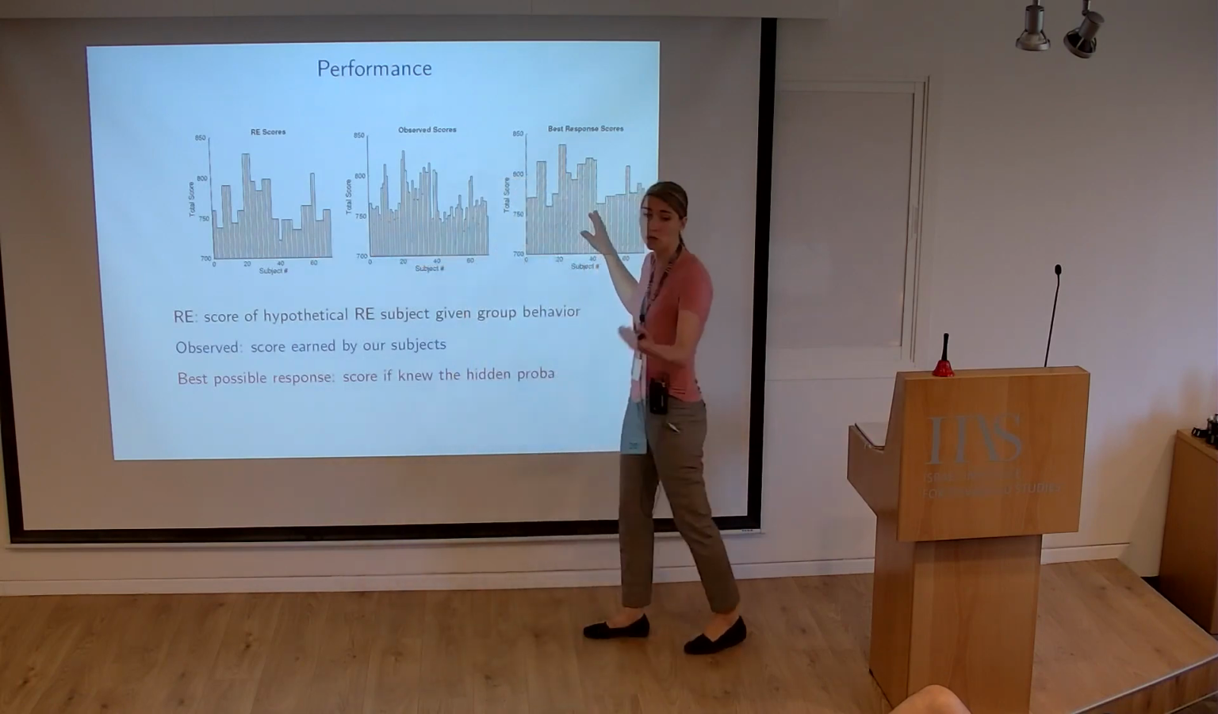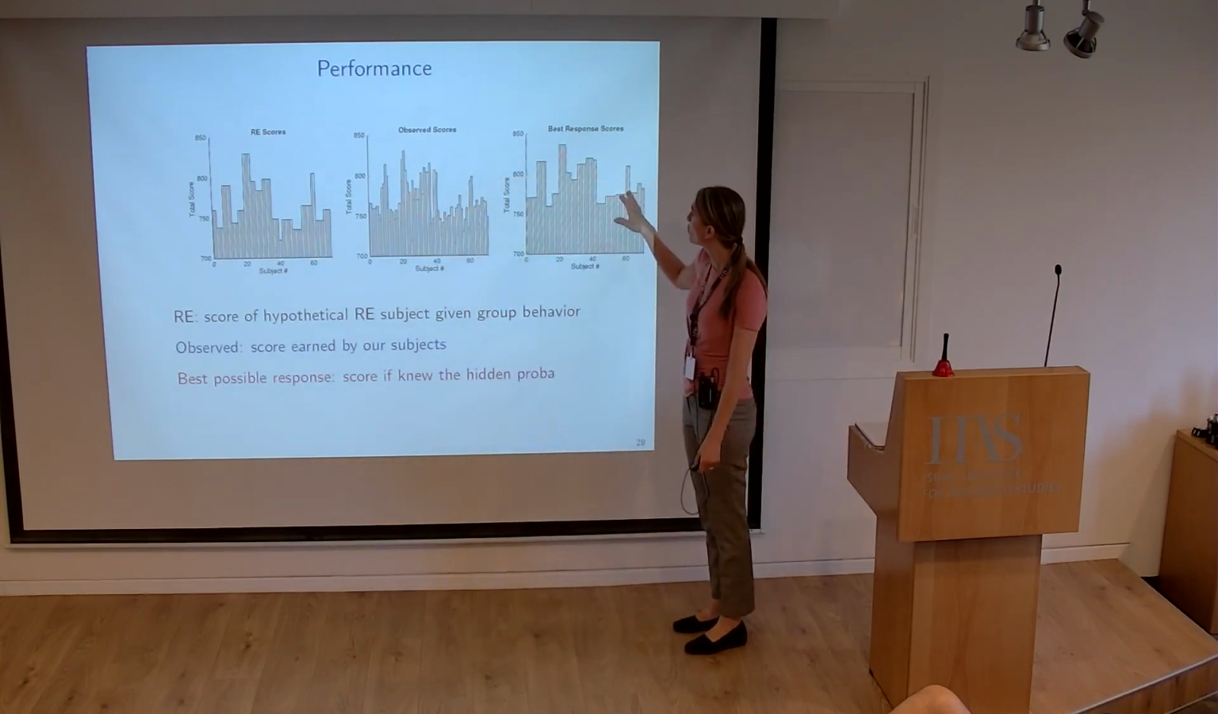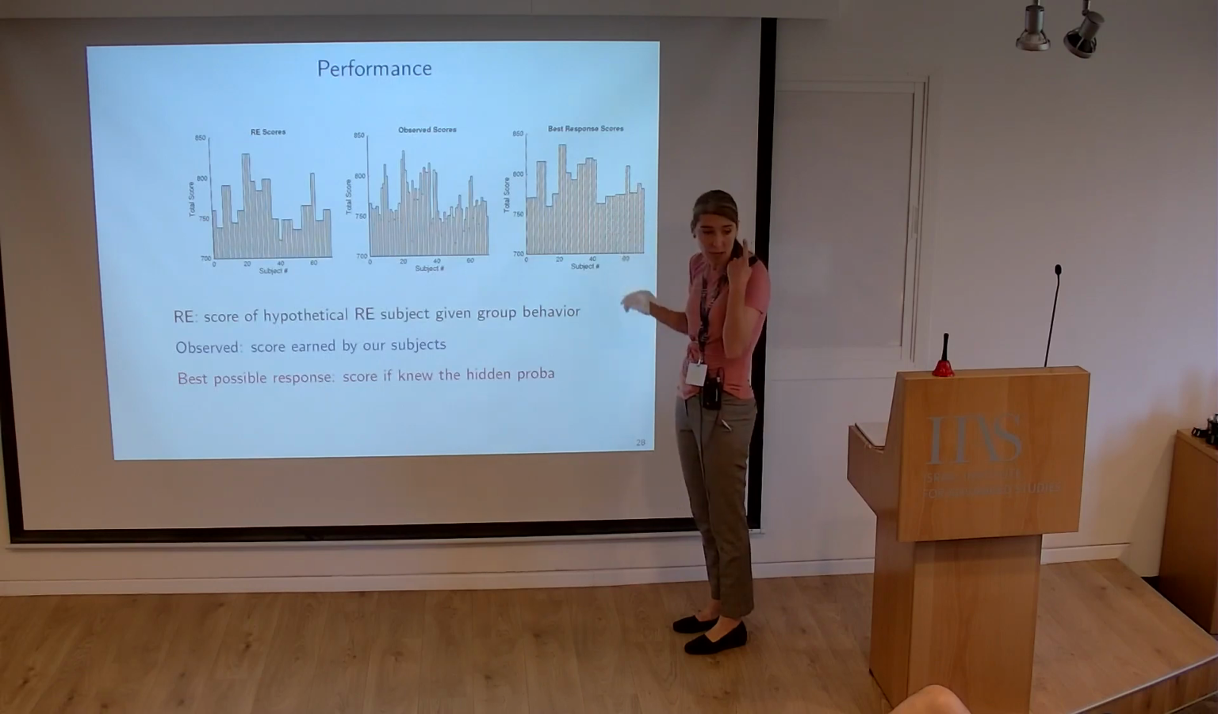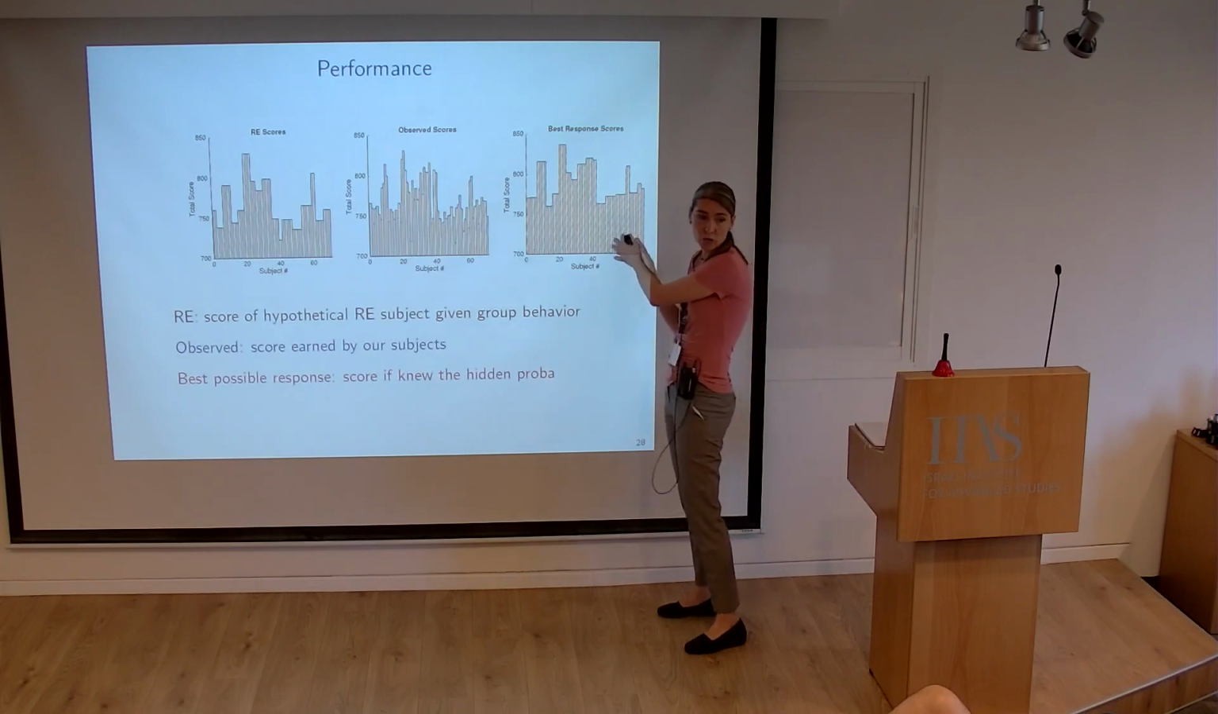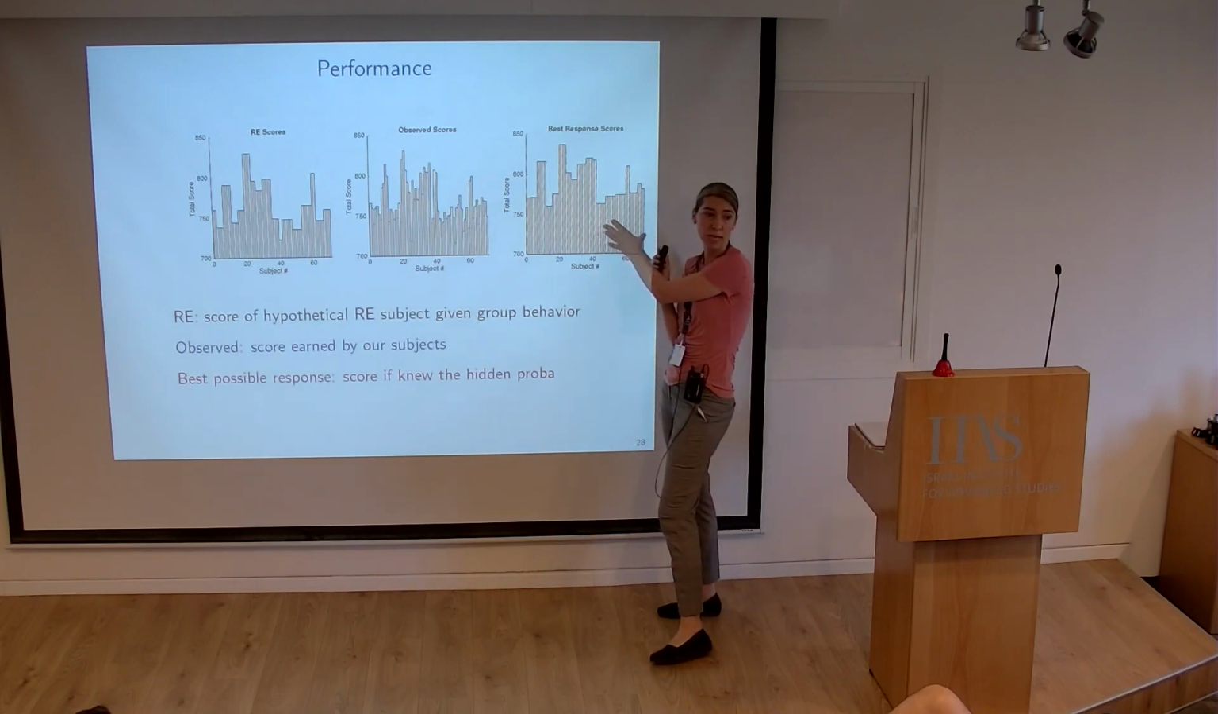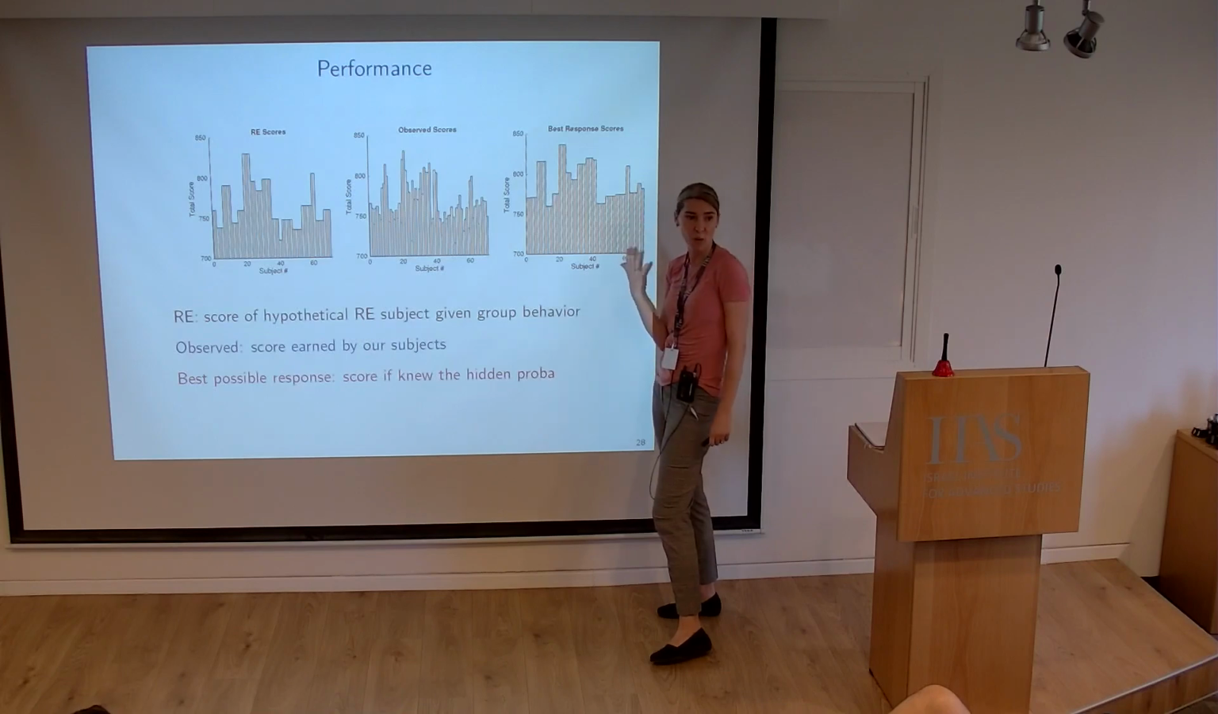And then we can also compare to the score that a participant would get if they knew the hidden probability. So why am I showing you this? Because this is giving you a sense of the difficulty of the forecasting problem. They're making these forecasts based on the ring realizations. There's some noise in that process of the ring realization. So even if you know the hidden probability, right, your score is going to deviate.